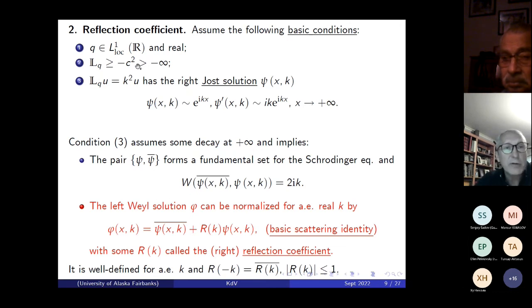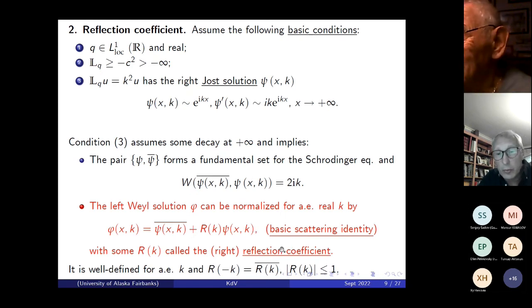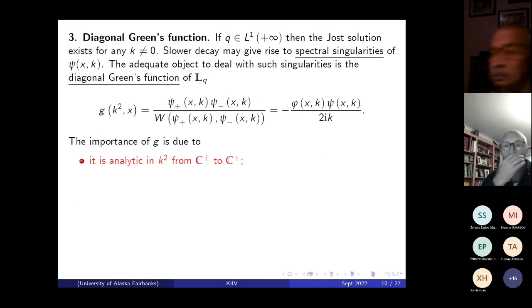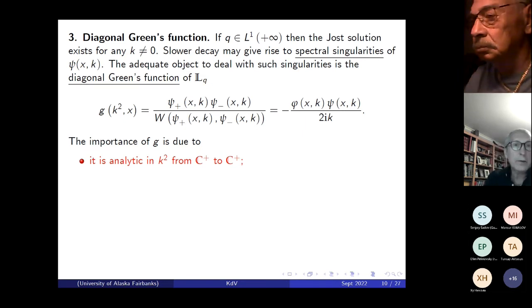And since in our situation, because of condition two, there is a left Weyl solution, which we normalize since it is defined up to a multiple, it can be normalized by this condition with some function R, which is called the right reflection coefficient. This equation is also sometimes called the basic scattering identity or fundamental scattering identity. The function which appears here, as I said, is called the reflection coefficient, and it has two important properties: symmetry and contractive property. Its modulus doesn't exceed one. And the next ingredient will be the diagonal Green's function.